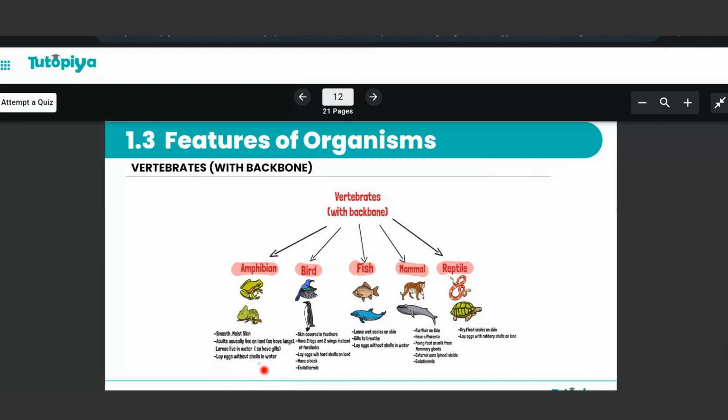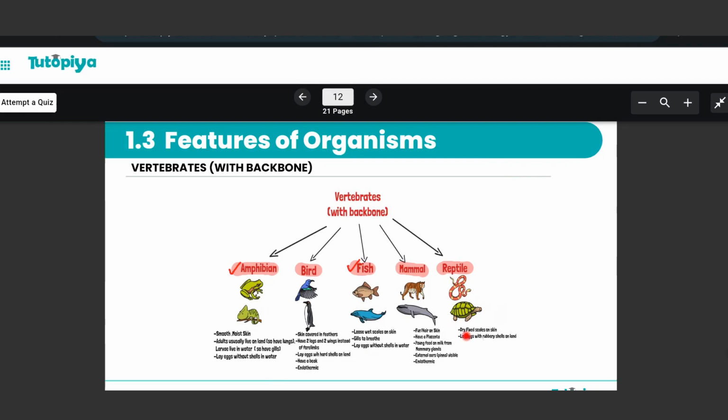So basically, this is the same feature we learned for fish, right? Fish and amphibians, both of them lay eggs in water, and these eggs do not have shells. All right, so that brings us to the third group of vertebrates, the reptiles. When we talk about the reptiles, this includes animals such as snakes, tortoises, lizards and so on. So what are the main features of these animals?